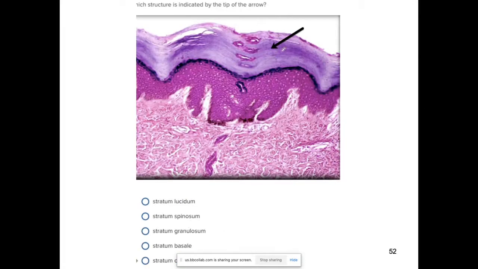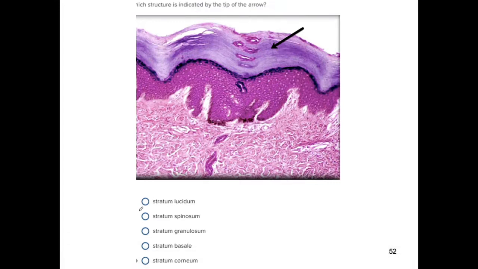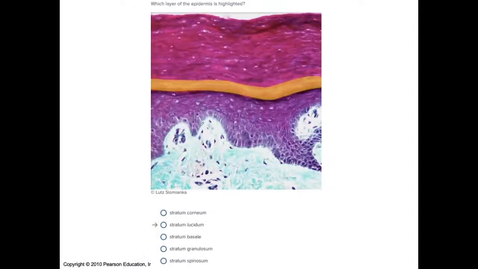What structure is indicated by the arrow? So now we're looking at the skin. That's going to be the stratum corneum, right? That's the stratum corneum, right here. Now we go down a layer. Sher loves, right? So this yellow highlighted region is the stratum lucidum.